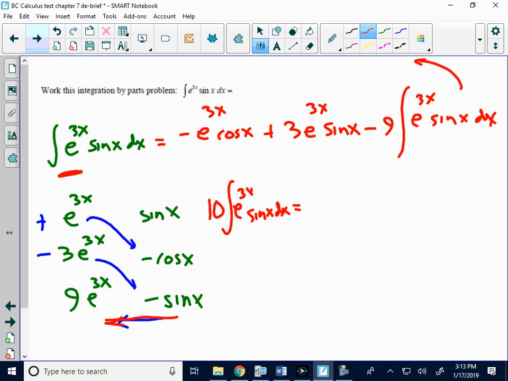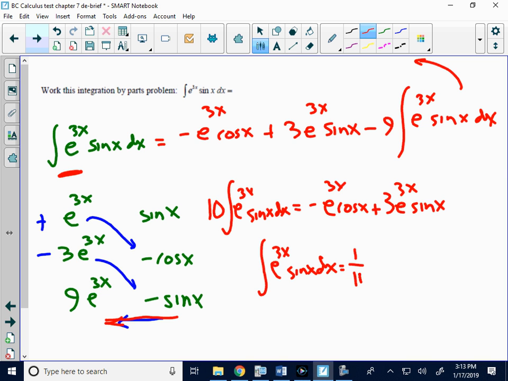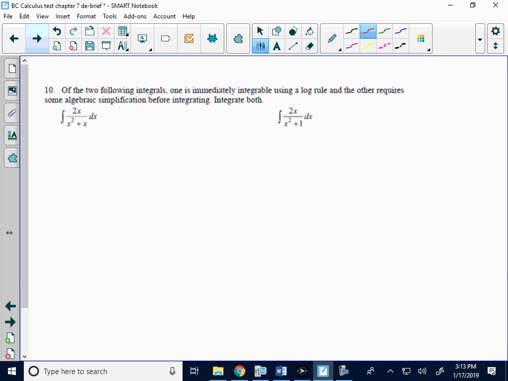Is equal to minus e to the 3x cosine x plus 3e to the 3x sine x. So the integral by itself is 1/10 of this sum: minus e to the 3x cosine of x plus 3e to the 3x sine x. Don't forget the constant.